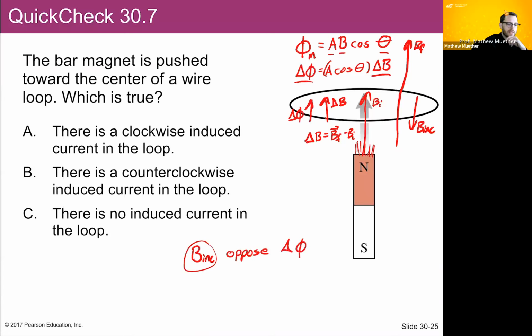Where does that induced field come from? It comes from the circulating current that gets created by the changing magnetic field. I can use my right-hand rule. If I want the current to generate a downwards pointing field, my thumb is the field, my fingers circulate around the loop in the direction of the current. I need the current to be circulating in the clockwise sense.